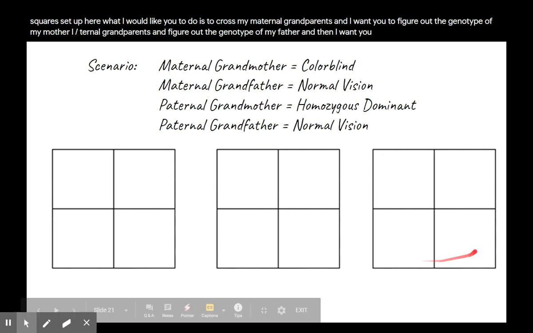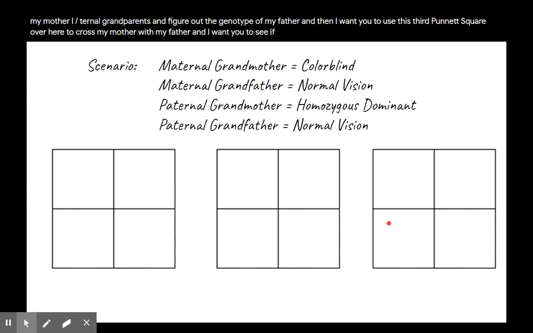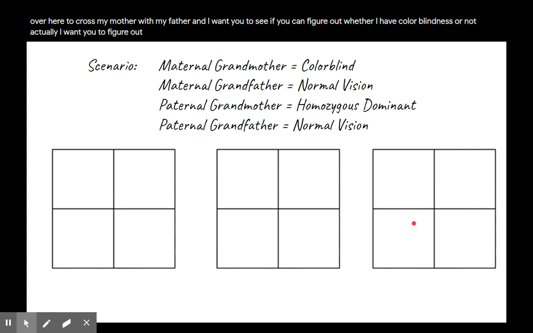And then I want you to use this 3rd Punnett square over here to cross my mother with my father, and I want you to see if you can figure out whether I have color blindness or not. Actually, I want you to figure out the percentage likelihood that I am colorblind, and then I want you to email me the response. Give me a percentage. What is the likelihood that I am colorblind?